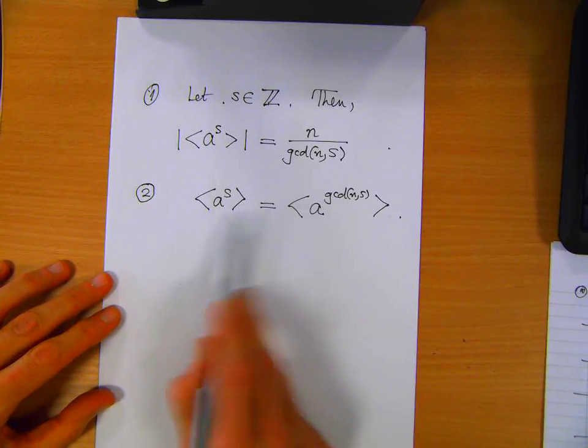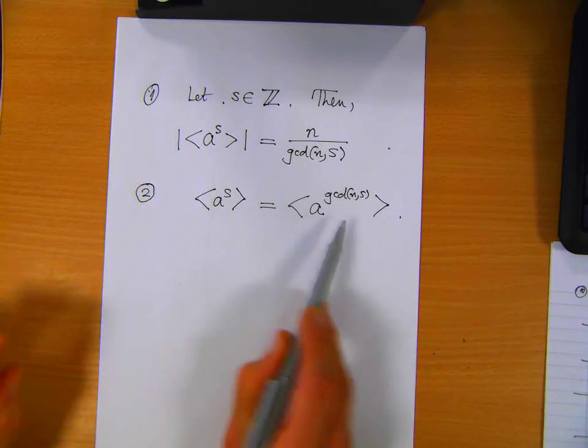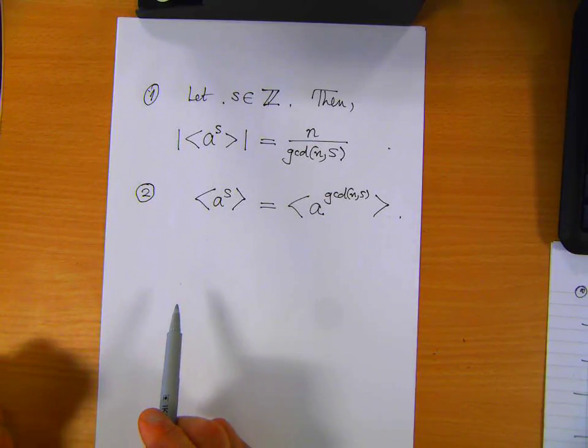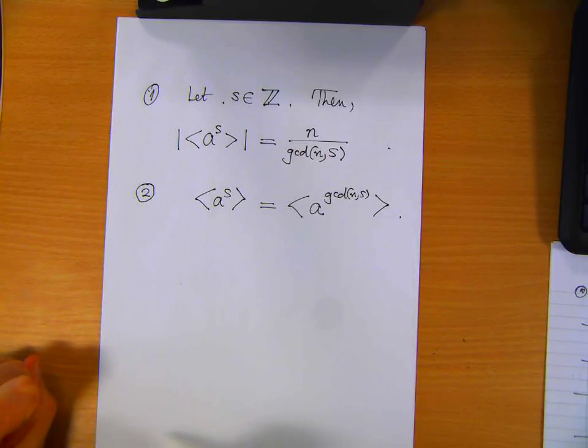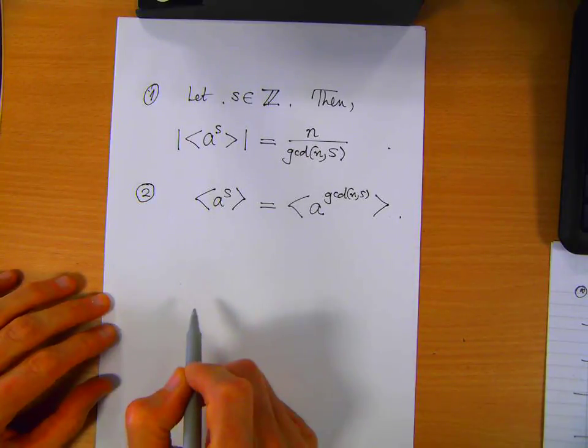You're proving that two sets are equal, so you show that each is a subset of the other. These are both groups, subgroups of the original group, and it's not too difficult to prove that these are actually the same.